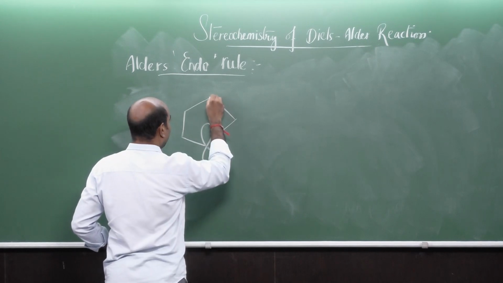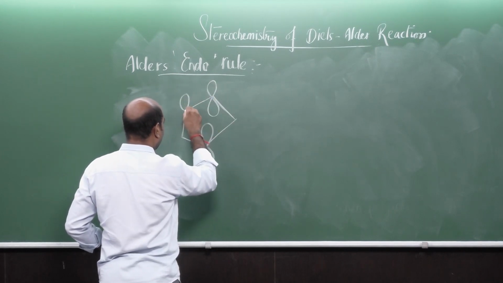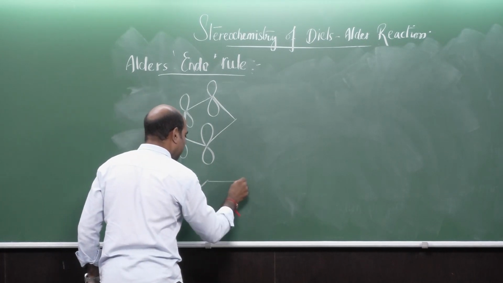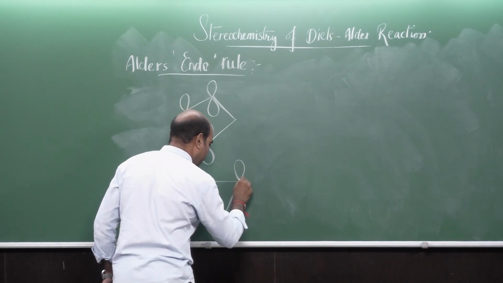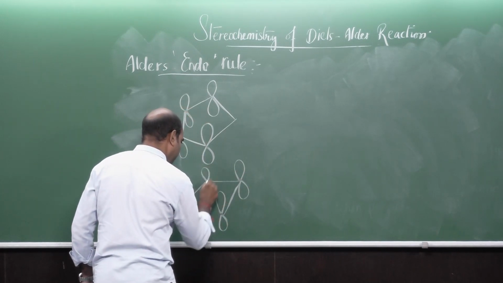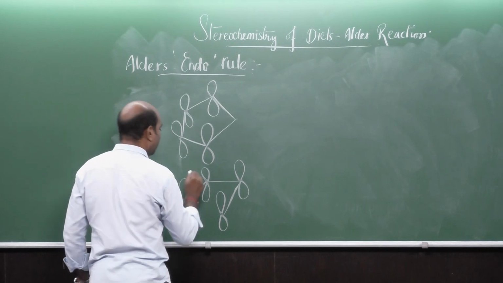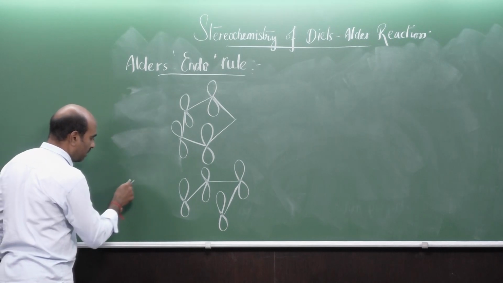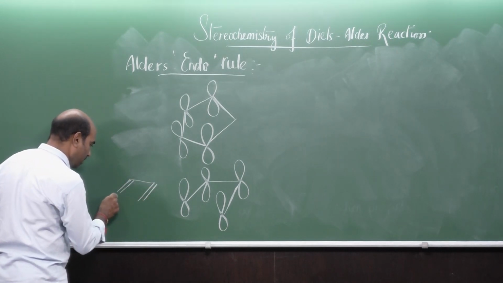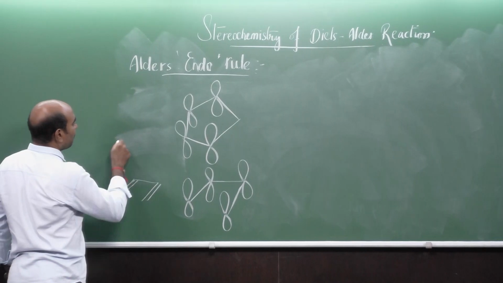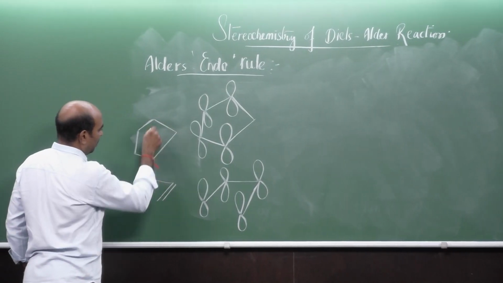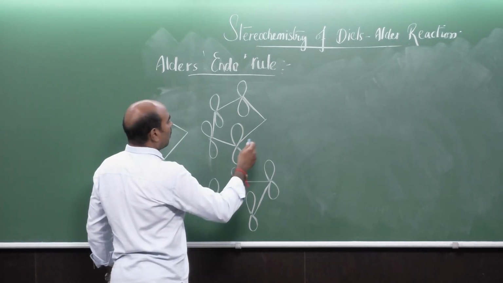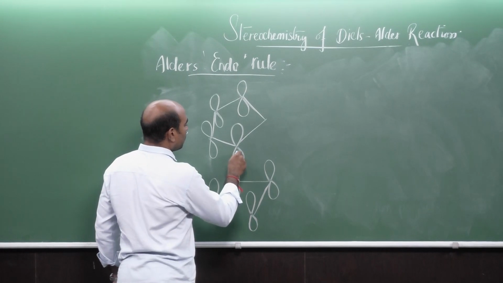So this is the diene, right? And so this is the dienophile. So this is the functional group. How you need to write? So this is the dienophile and this is the diene. Now, how is the diene molecular orbital looking like?